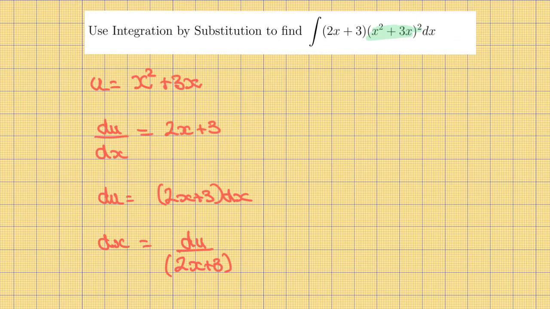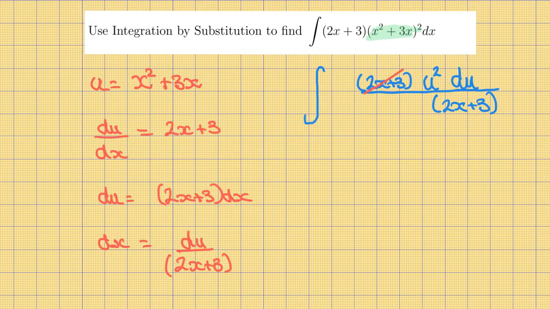In this method you will always get a division, so we can write the new integral. I'll change colours. So we want the integral, put your division in. So we get 2x plus 3, that's still there. We can substitute in for x squared plus 3x, that is u raised to the power of 2, and now we can substitute in for dx. So we get du over 2x plus 3.